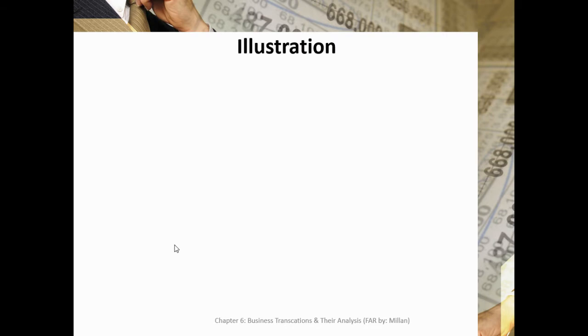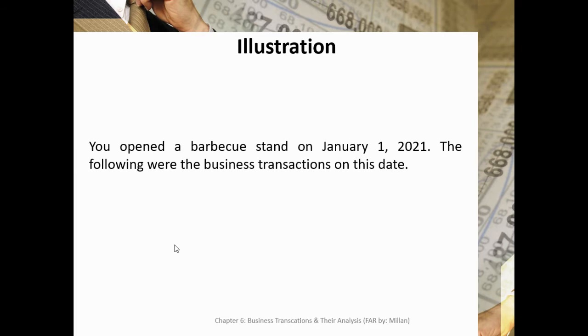Let's discuss an example para mas maintindihan. So this is a journal entry, and in this illustration, we will discuss how to set up the accounting records of a startup business. So this is the situation. You opened the barbecue stand on January 1, 2021, and these are the business transactions on this date. First, of course, the first transaction in every startup business is the initial investment. You provided 800 cash as initial investment to your business.